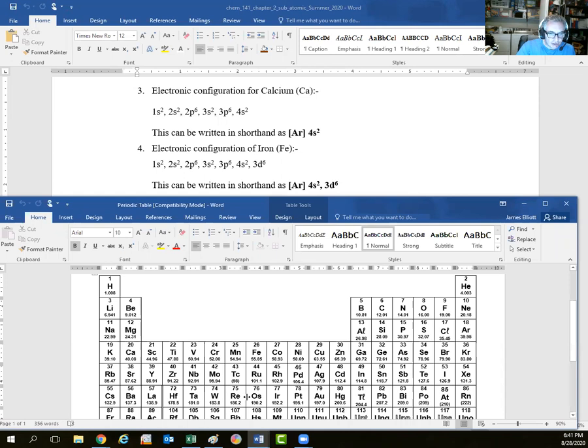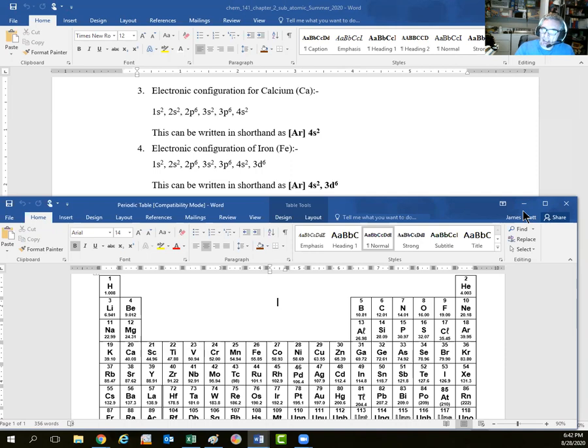With iron, which is in the middle of the table, of course, again back up to the end of the previous row where we find argon once more. So we can use argon and then write 4s2 as we count potassium and calcium, and then 3d6 as we count scandium, titanium, vanadium, chromium, manganese, iron. 6 boxes, 6 electrons. But remember the D subshell is always one behind the row number that it's attached to.